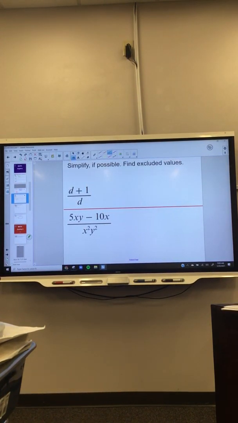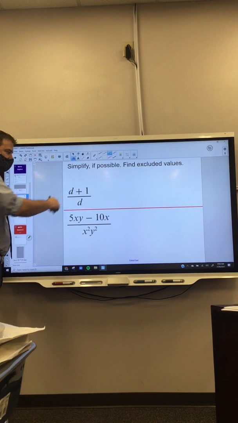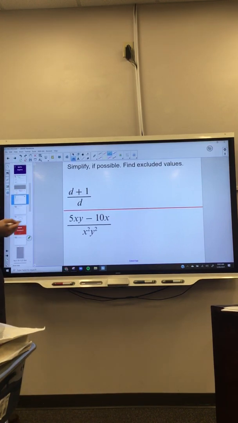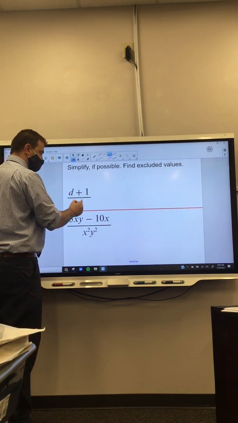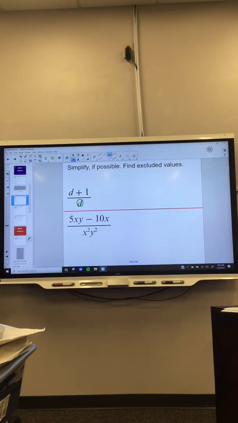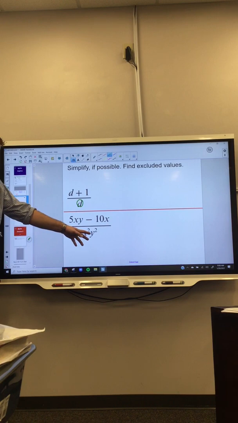Okay, so on this one, you're as simplified as you can be, there's nothing you can take out. What are the excluded values? What can D not be? Zero. Can't be zero, because if D is zero, then that makes the entire denominator zero and it does not work. Okay, if I look at this one, and I see the numerator really doesn't look like the denominator, does it?